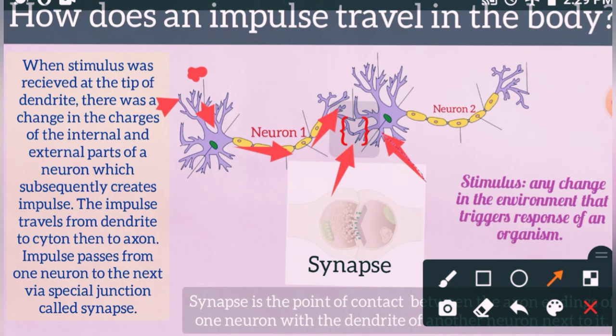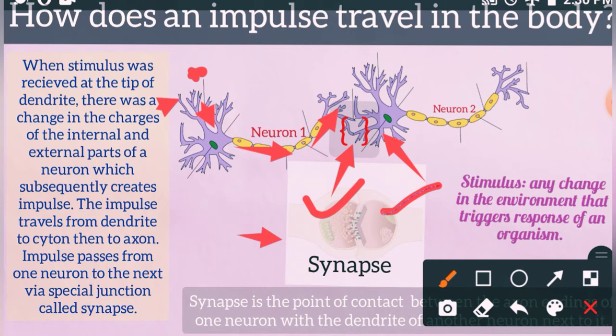Look at this diagram here. That is the synapse. This one here is the nerve ending of the axon, and this is the dendrite of another neuron. So a synapse is a point of contact between the nerve ending of one neuron and the dendrites of another neuron. And the message or the impulse has to pass from one neuron to another neuron through this synapse.